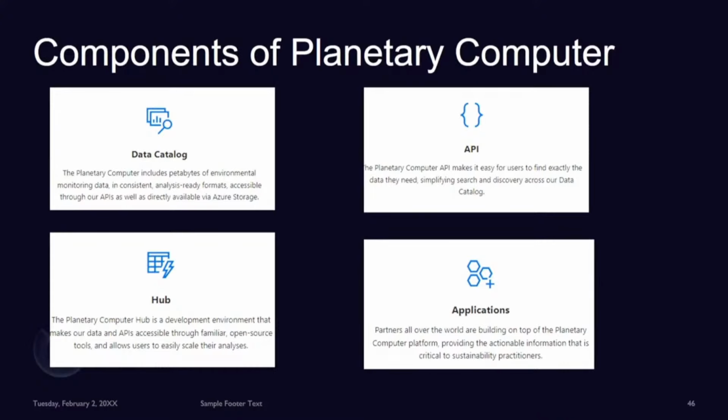It has a data catalog which contains details of all data, and the Planetary Computer Hub, that is the development environment that makes data and APIs accessible through familiar open source tools and technologies. Then applications, like there are a lot of applications which different users have developed using Microsoft Planetary Computer. Plus it offers APIs as well. So the Planetary Computer API makes it easy for the users to find exactly what data they need, simplifying search and discovery across the data catalog. So it offers APIs for searching, or what you call filtering, the entire data catalog.